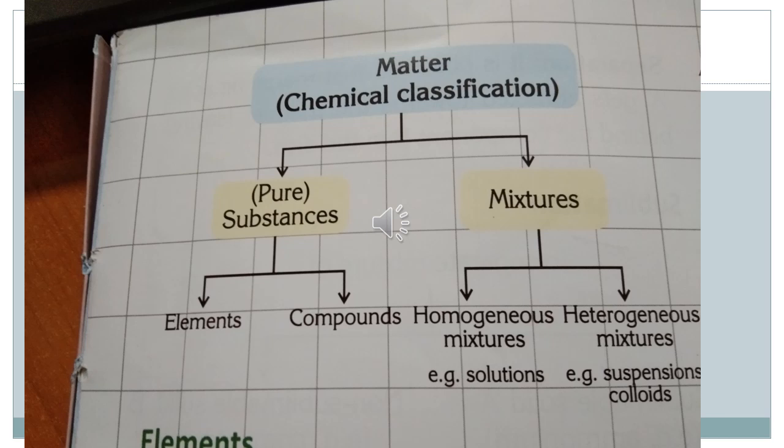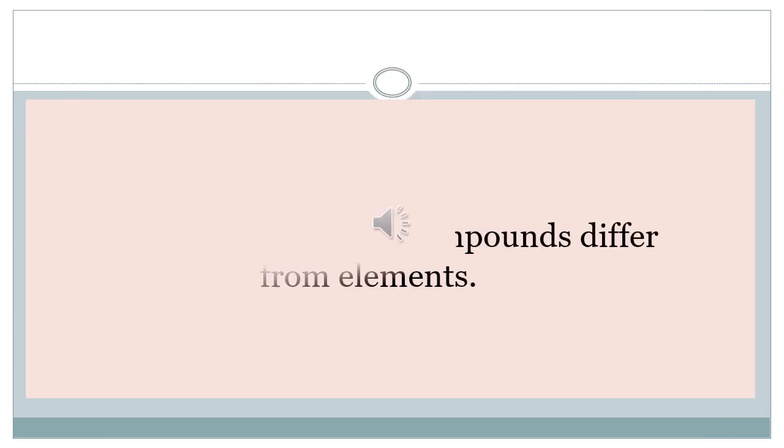Then next, the fourth question. Write the fourth question: how do compounds differ from elements? Write this question fast, children. Write neatly. Okay, the answer will come.